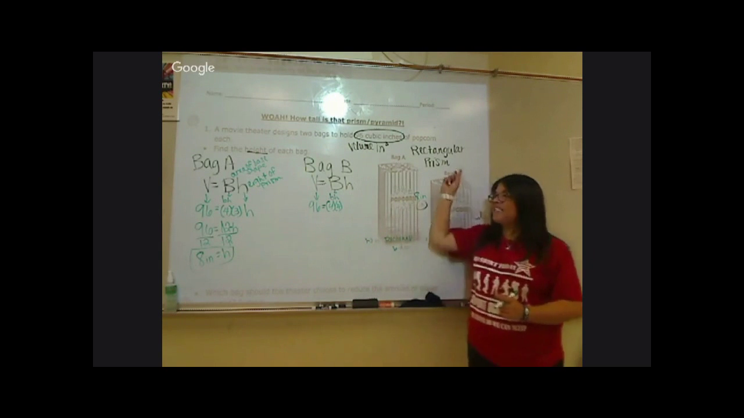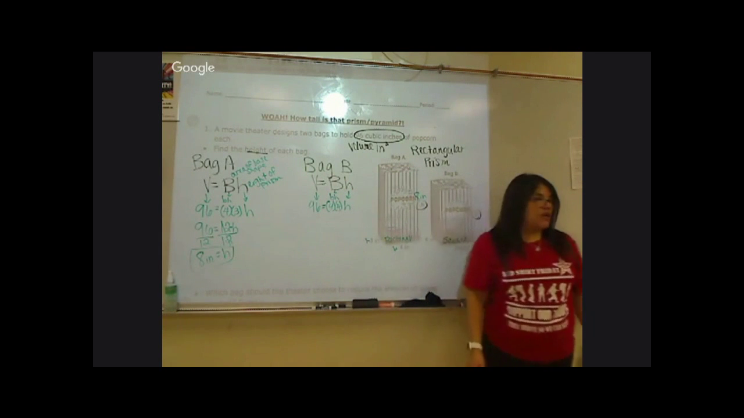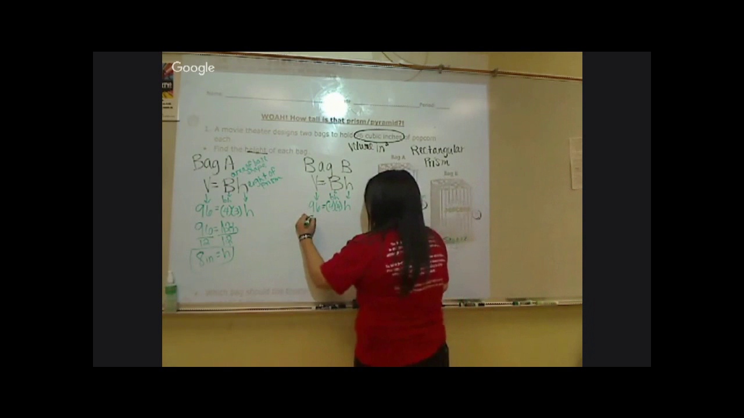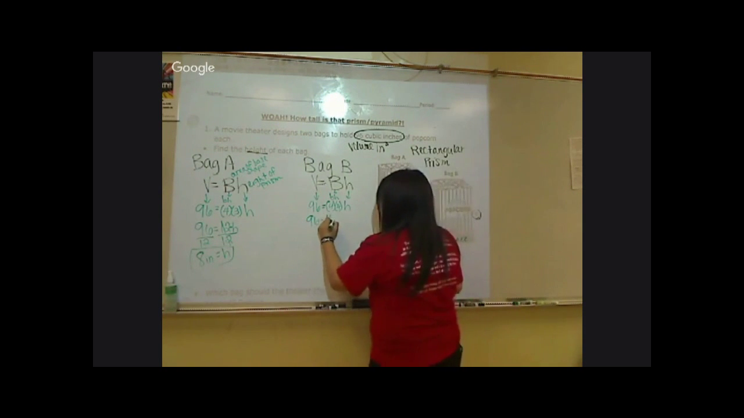So that's what we use to find the area. Do we know the height of this prism? No. So we're going to leave that as our unknown. So now we have 96 equals what? What's 4 times 4? 16H.